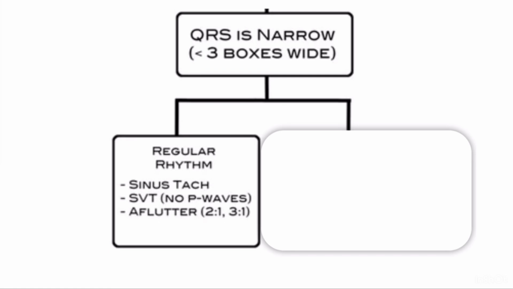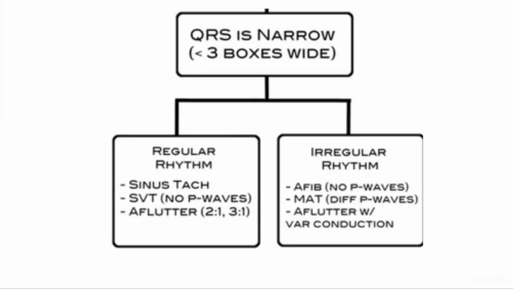First, narrow complex tachycardias. Key here is to always look at P waves to differentiate narrow complex tachycardias. If the rhythm is regular, possible causes include sinus tachycardia, normal P wave, supraventricular tachycardia with absent P waves, or atrial flutter with sawtooth P waves. If the rhythm is irregular, possible causes include atrial fibrillation with no P waves, multifocal atrial tachycardia with 3 or more different shapes of P waves, or atrial flutter with variable conduction with sawtooth P waves.